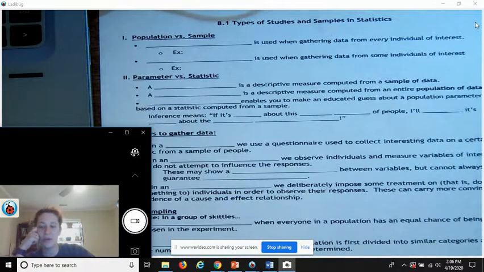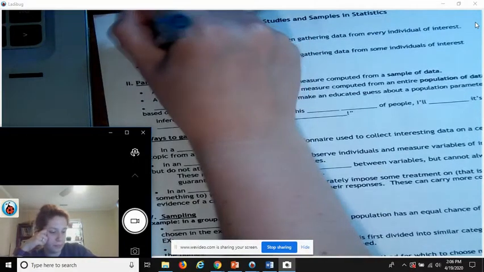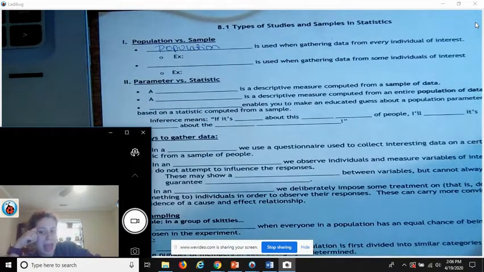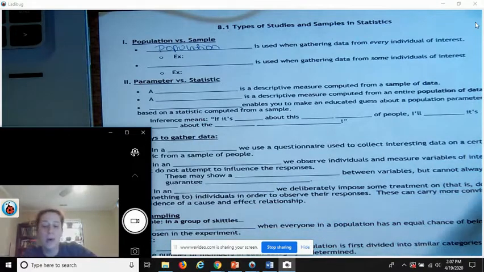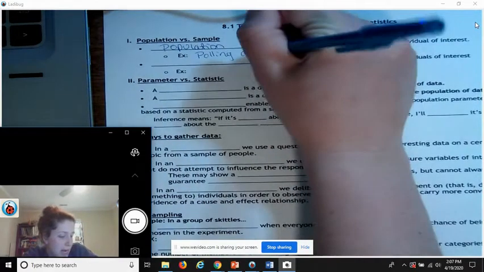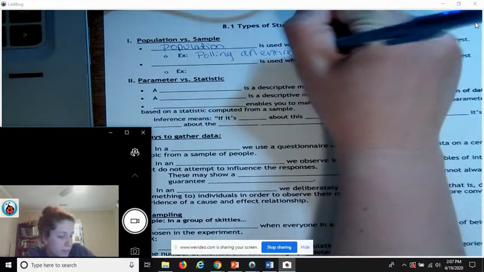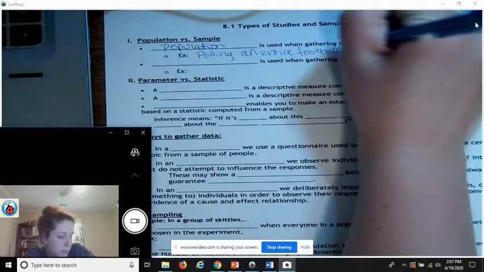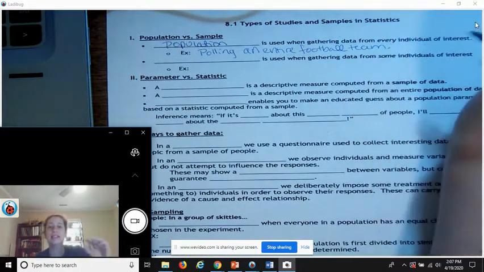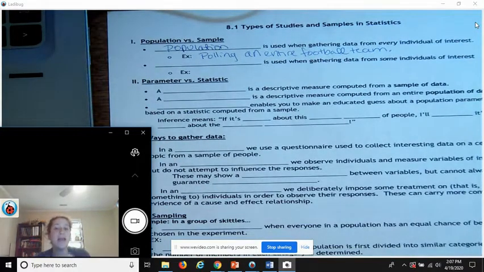Anyways, okay, so population is used when gathering data from every individual of interest. So this would be like polling an entire football team. Not just a couple people on the team. It's like asking every single person in a particular group a question.